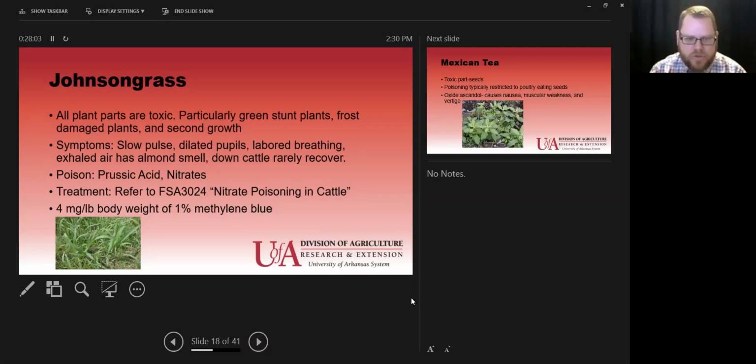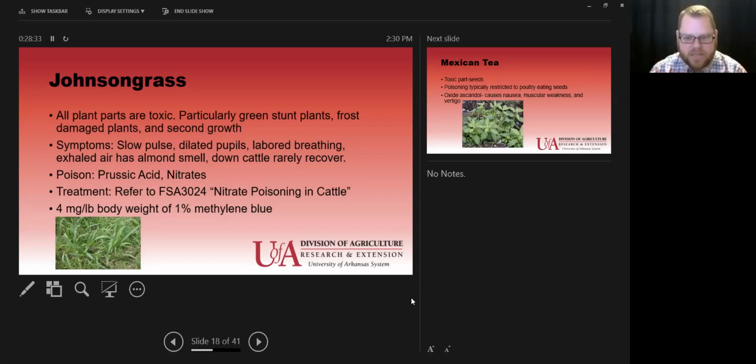So there's two things that we worry about with Johnson grass. One is prussic acid, and that's more of an issue after a stress, a drought, a frost, those types of things. Nitrates are more of a problem when it's a small plant or some of those stunted plants from drought. And so we have a fact sheet, FSA 3024, that talks about nitrate poisoning in cattle.